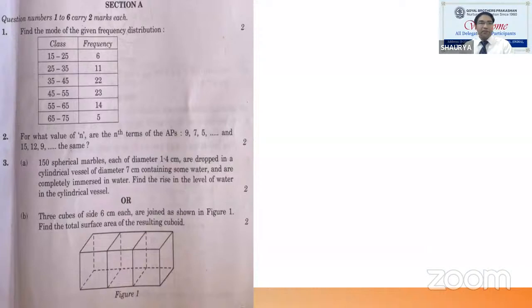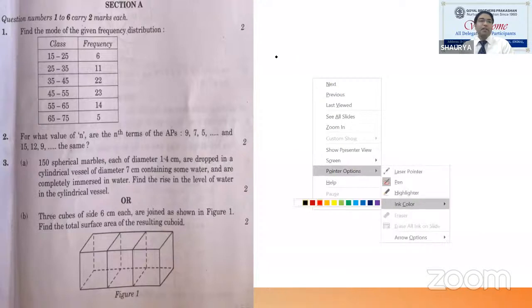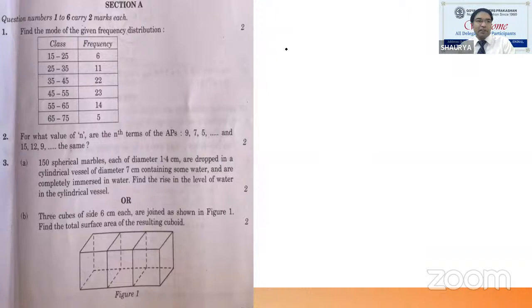So we can begin with the first question. It is a straightforward question. Find the mode of the given frequency distribution. First, we need to find the modal class. We can see here the maximum frequency lies in 45 to 55. So this becomes our modal class.